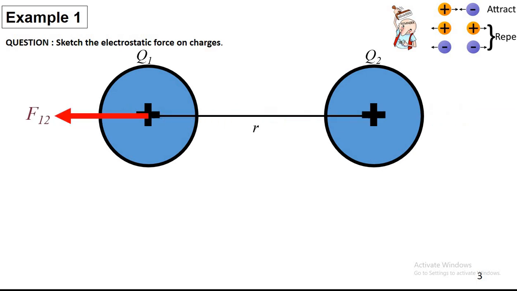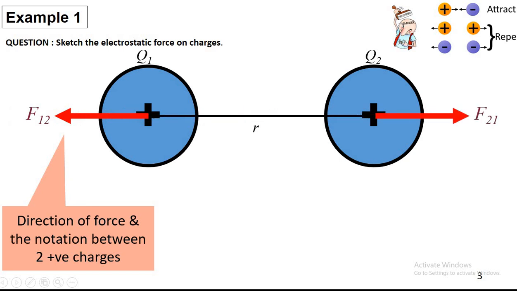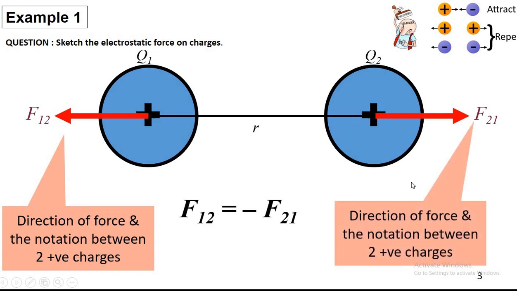The force acting on Q1 due to Q2 is a repulsive force. The direction is to the left, and you write down the notation as F12. What happens to the force acting on Q2 due to Q1? The direction of F21 is to the right, because this is a repulsive force. They have the same sign. The notation you can write down as F21. The magnitude of F12 is equal to the magnitude of F21 but in the opposite direction.